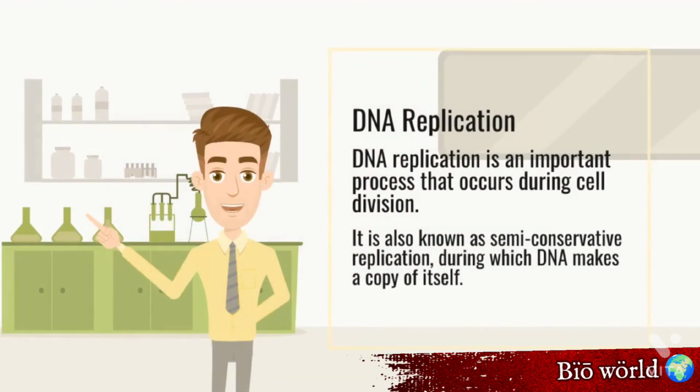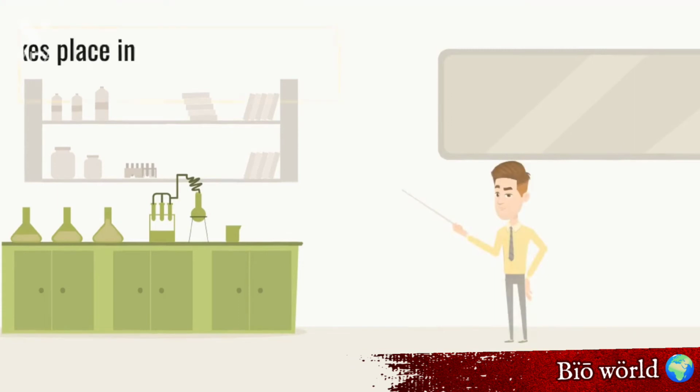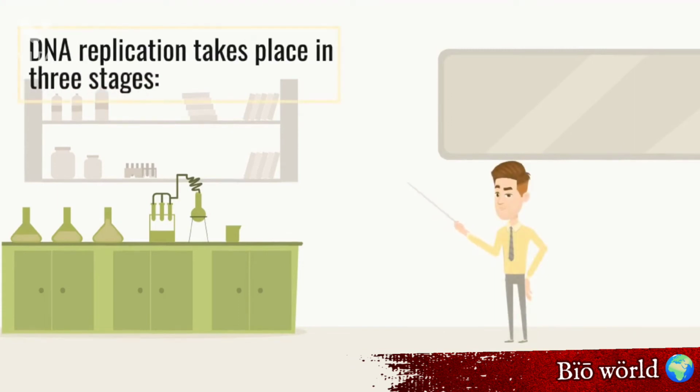DNA replication. DNA replication is an important process that occurs during cell division. It is also known as semi-conservative replication, during which DNA makes a copy of itself. DNA replication takes place in 3 stages.